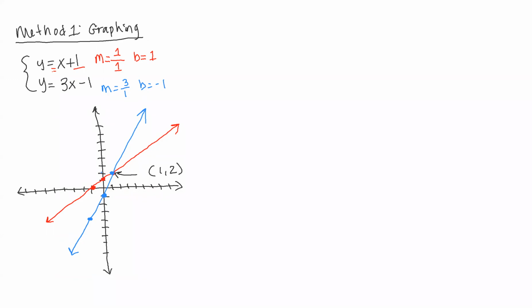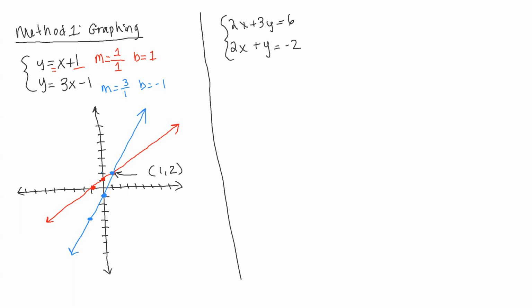Let's look at one more example of this. For the next example, let's say that we have 2x plus 3y equals 6, and then 2x plus y equals -2. What I want you to notice here is for this second example, our equations are not in slope-intercept form, they're in standard form.